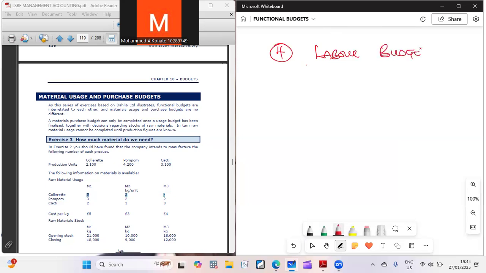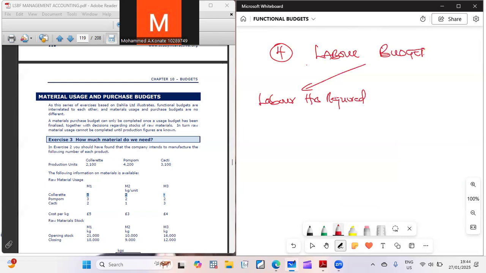And we are doing this for a manufacturing company. That's why we are producing. So the labor budget too, we have the labor hours. All right. So the labor hours usage, or required.